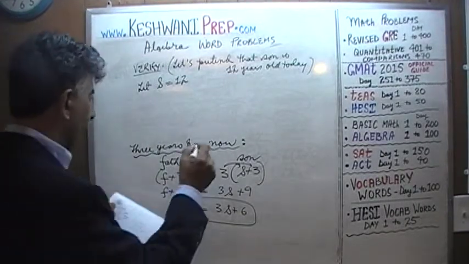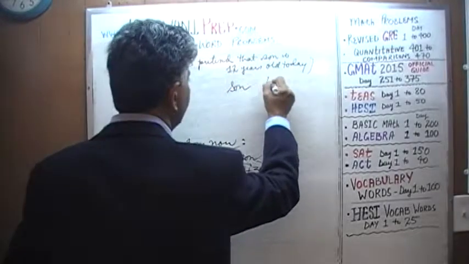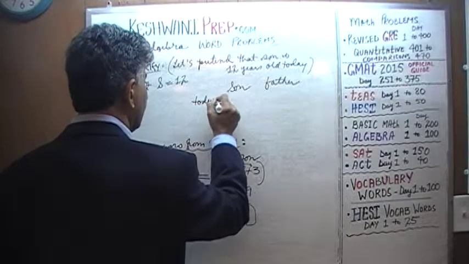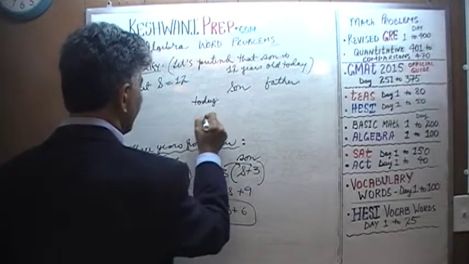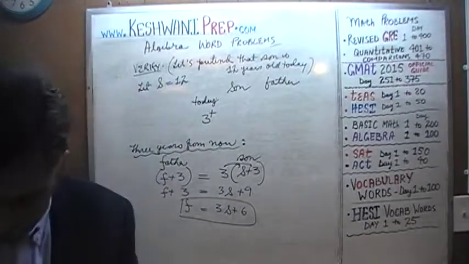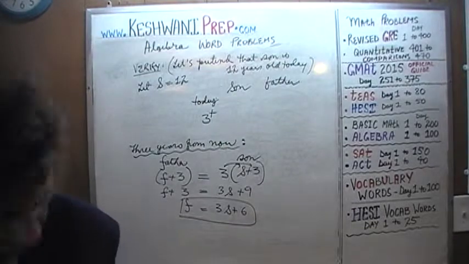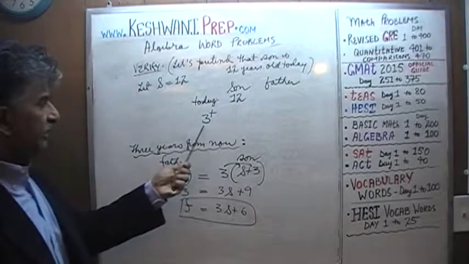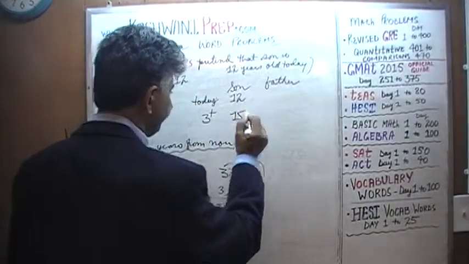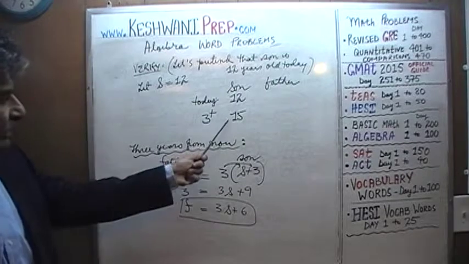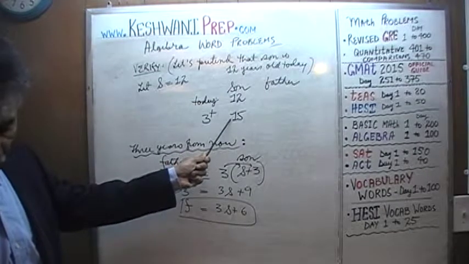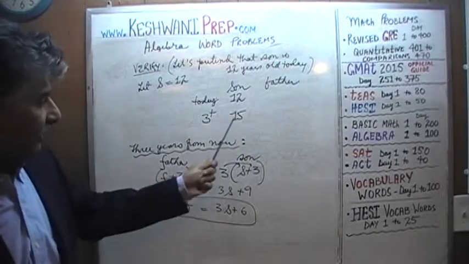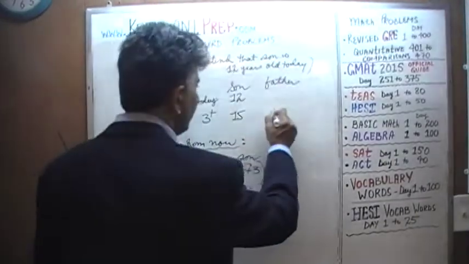So let's begin the story. Here's our son. Here's the father. Here's today. And here is 3 years from now. Okay, watch what happens. The story is going to begin now. If we're going to pretend that son is 12 years old today, then 3 years from now, he better be 15. If he's 15, then we were told in the problem that 3 years from now, father is going to be three times as old. If father is going to be three times as old, father better be 45.